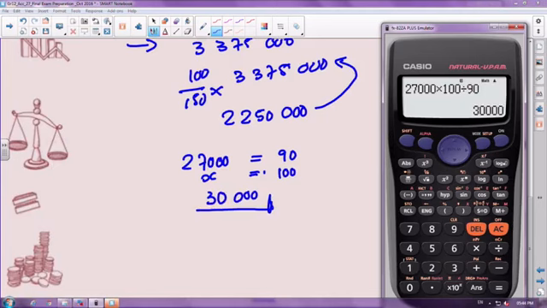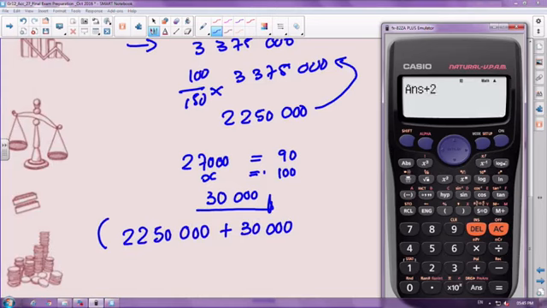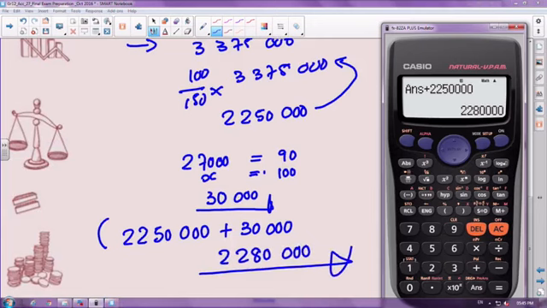What have I done? I've now calculated the cost price of those goods that were sold at a special sale. In other words, my total cost of sales will now be, open your bracket, 2,250,000 plus the 30,000 Rand on the special sale. Your answer is 2,280,000. That is your cost of sales figure. Got it? Okay, next question.